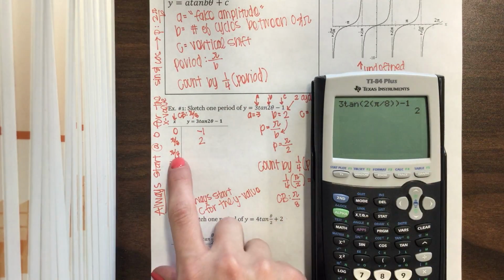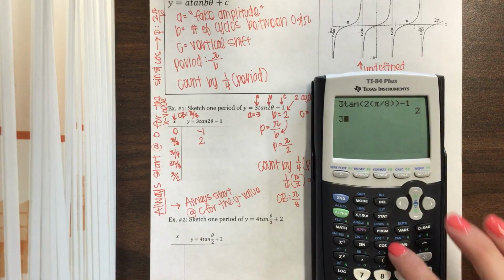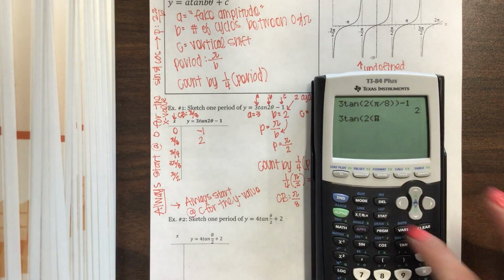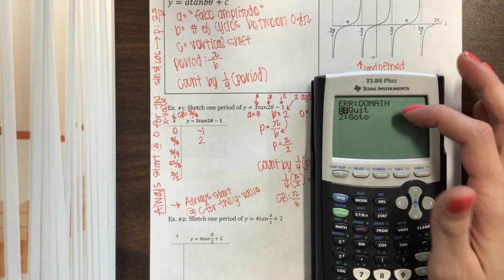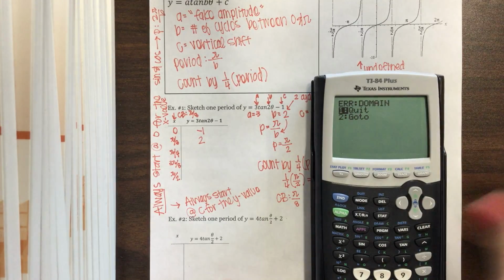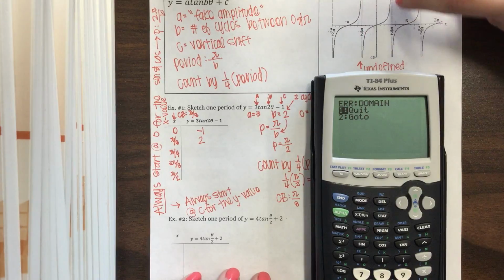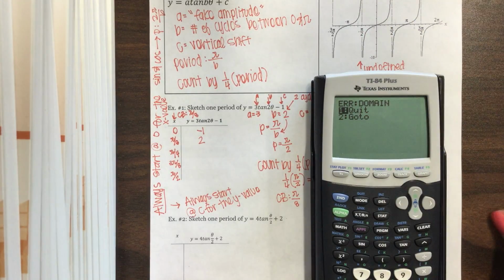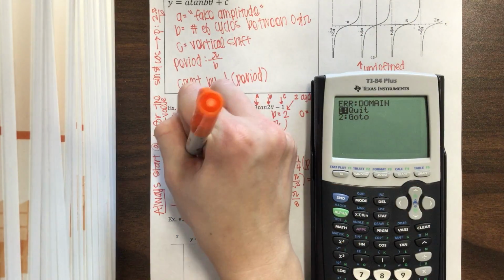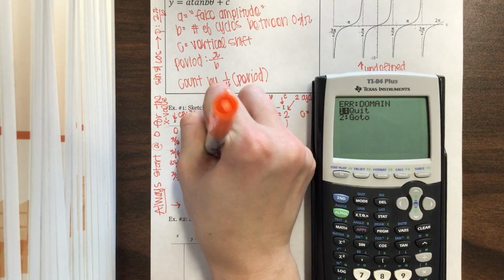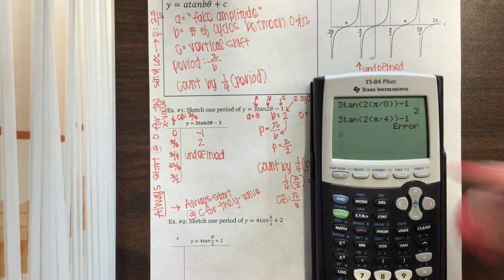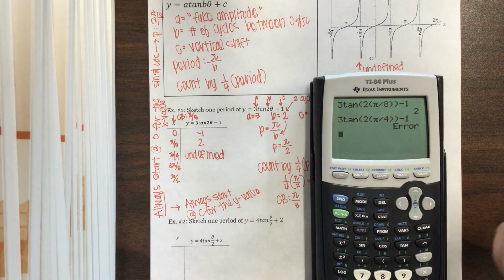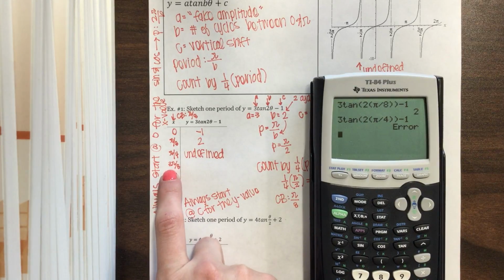Okay, I'm going to do the same thing for pi over 4. So 3 tangent of 2 times pi over 4 minus 1. And there's an error. And if we look back up here, remember how we had vertical asymptotes where it was undefined? That means it's undefined at pi over 4. Okay. So I'm just going to quit that. I can't, pi over 4, there's an error. It's undefined right there.